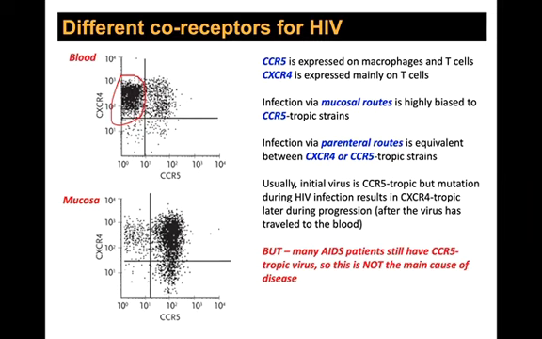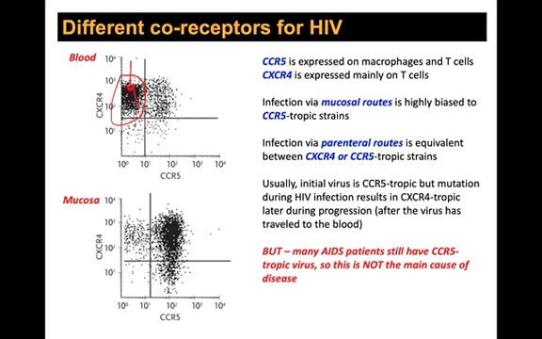Okay, so that's why initial virus infection is almost always CCR5 tropic, but during infection, the virus is mutating and changes to be able to use CXCR4 as the co-receptor. And that then allows it to spread rapidly through the T cells in the blood.